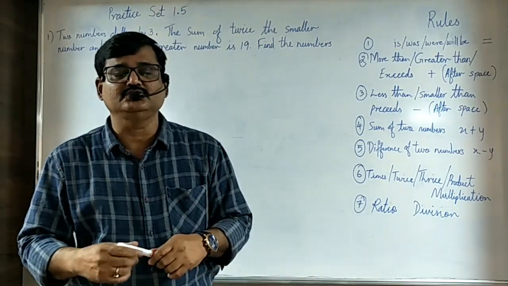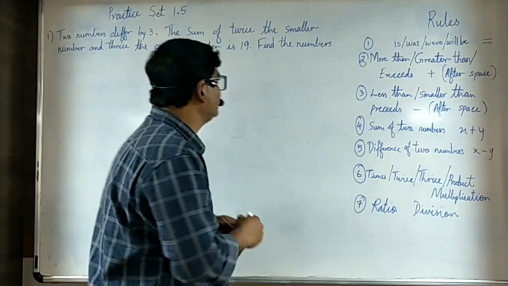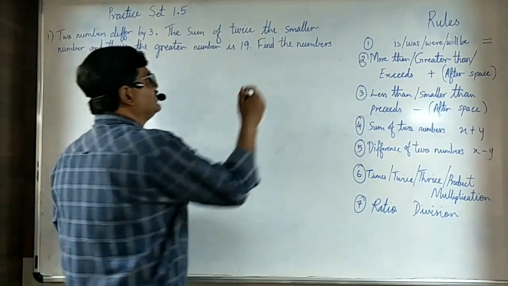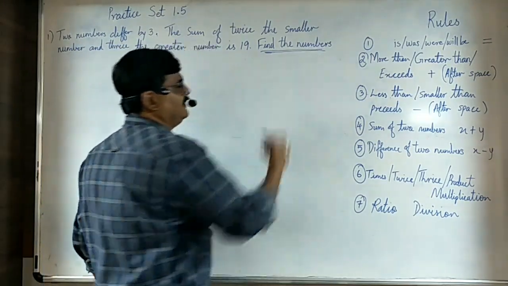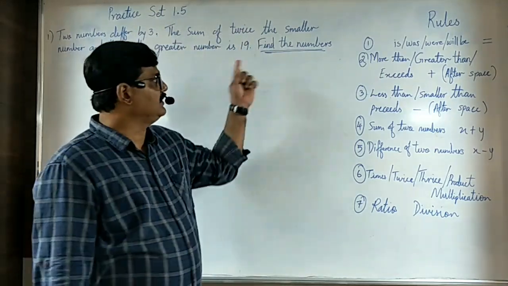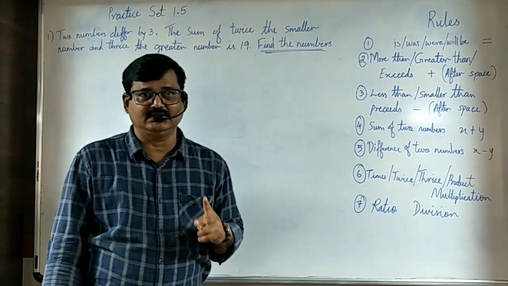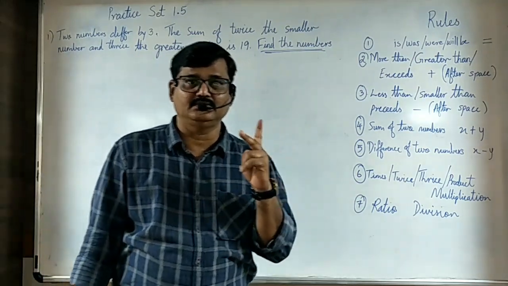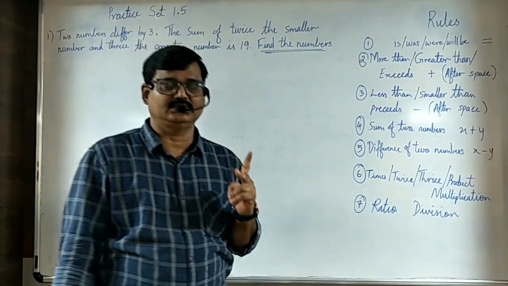Before you start the sum, you just have to read the last statement. After reading the full statement, read the last statement again. What did they tell us to find out? Find the two numbers. That means there are always two variables in this linear equation. There will be two numbers, there will be two terms.